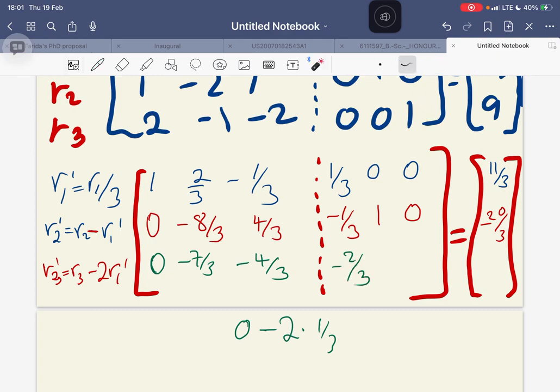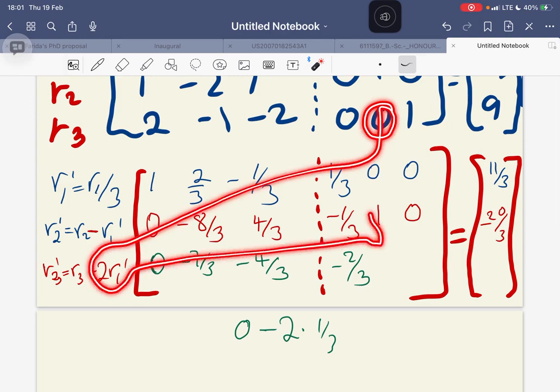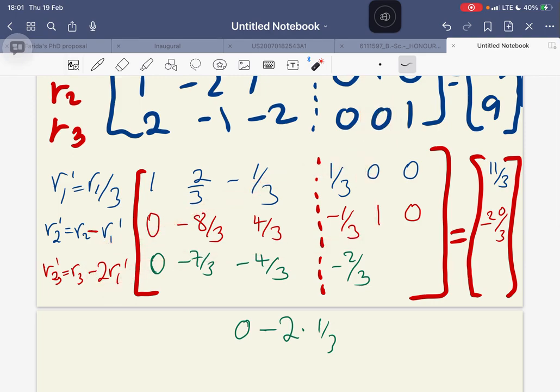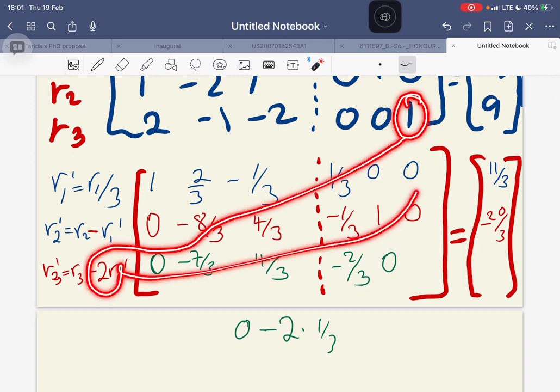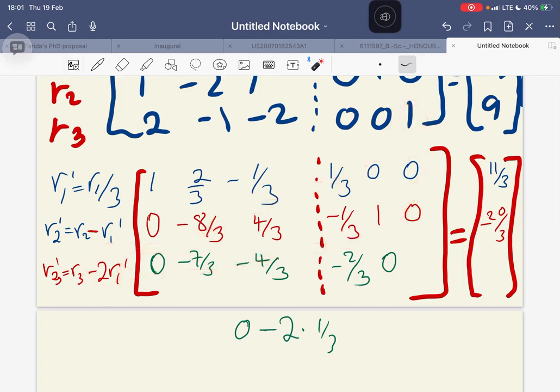The next thing is to look at our 0 minus 2 times row 1. This will turn out to be 0. We are going to get 0. And then the last one is our 1. We are going to take 1 minus 2 times 0. This gives us our 1.